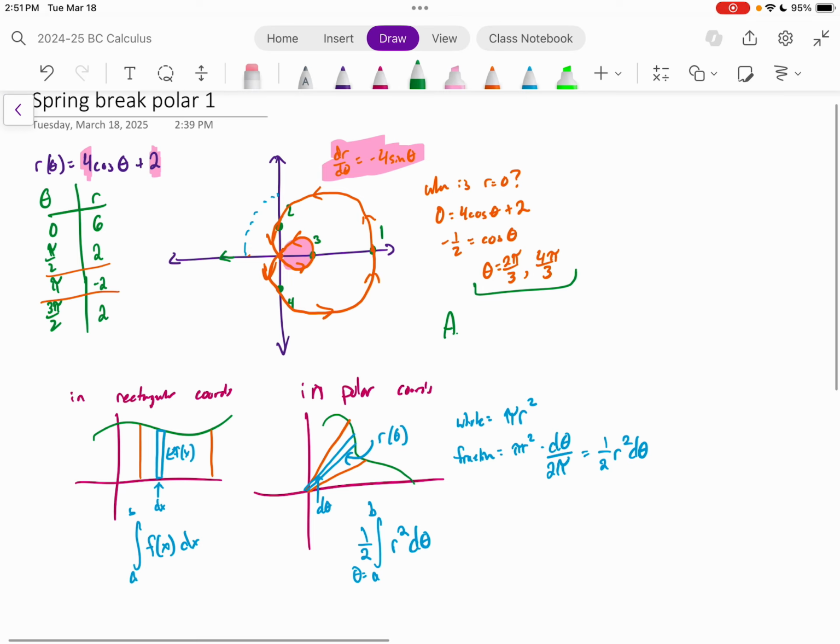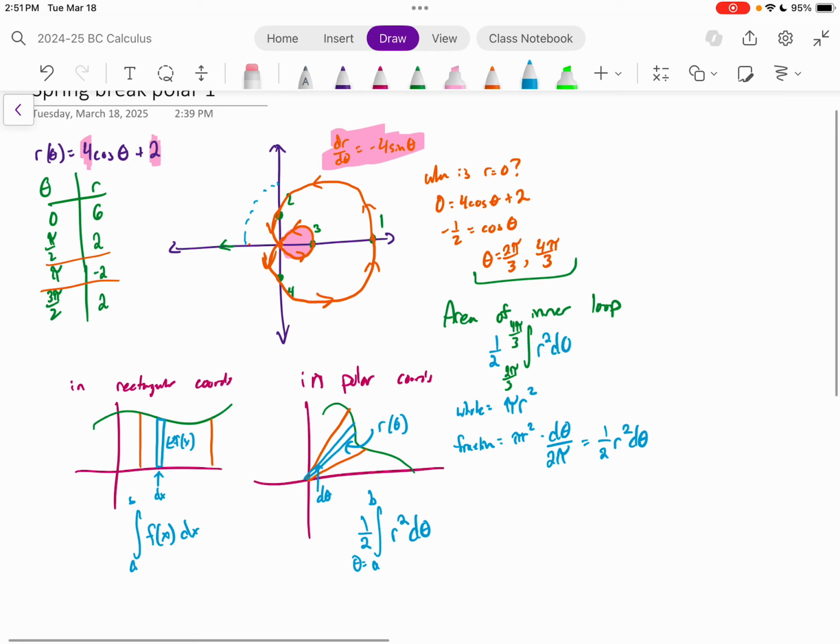So this area of the inner loop is going to be the integral from 2 pi over 3 to 4 pi over 3. And then what goes in there? Well, there's a 1/2 that comes out. And then what goes in on the inside? r squared d theta. And what is r squared here? r squared is simply this 4 cosine theta plus 2. That's what the original r was, squared, d theta.